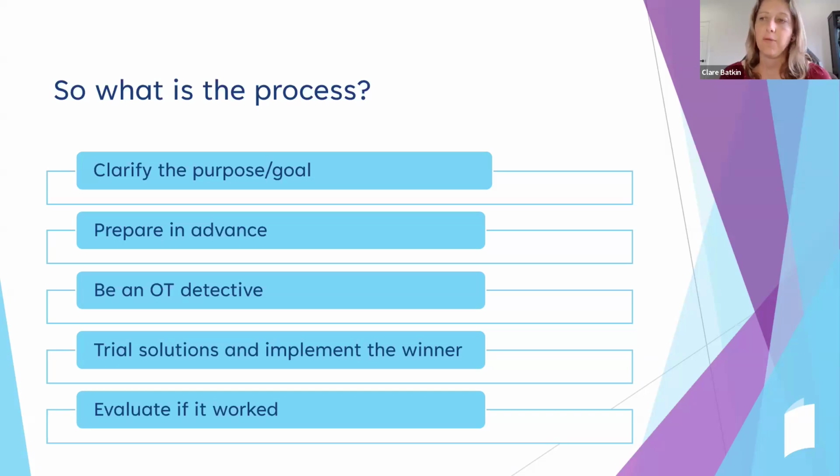You need to do that detective work, and then you can get to the intervention, which is where you're going to trial some solutions. Once you get something that looks like it's going to be the winner, that's when you implement that. And then finally, once you've got something that you think is working, you still need to come back and evaluate, to make sure that it worked at some point in the future. So we're going to go through each of those steps in a little bit more detail now.